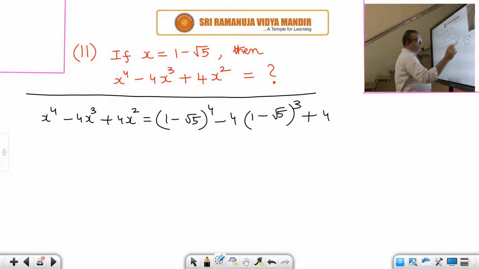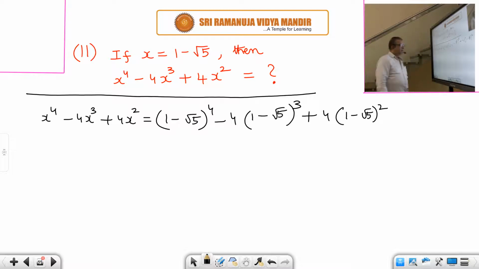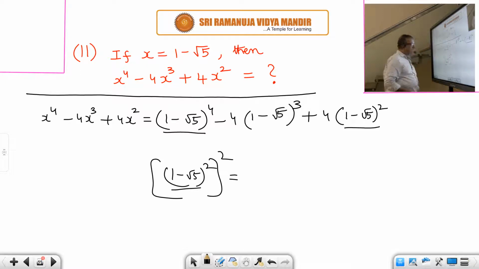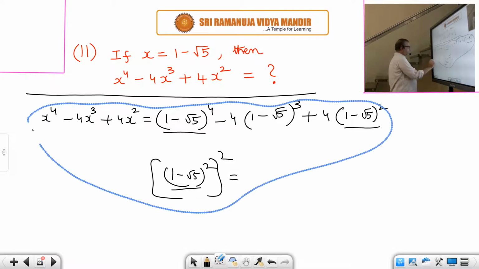4 into 1 minus root 5 whole square, that is 4x square. So how do you calculate 1 minus root 5 whole power 4? First you calculate 1 minus root 5 whole square. That is useful here also. And again for that, square it again. Whatever answer you get, square it again and you will get it. But this method is not advisable because it is lengthy and tedious. So let us see an easy method. The advisable and easy method is like this.